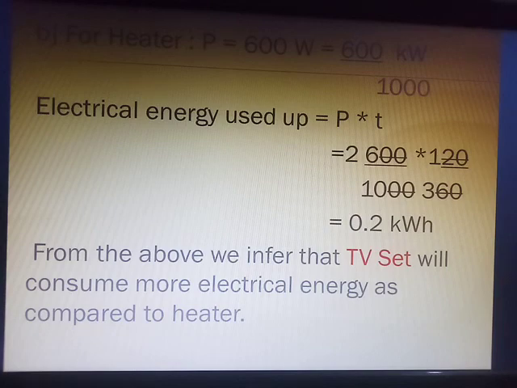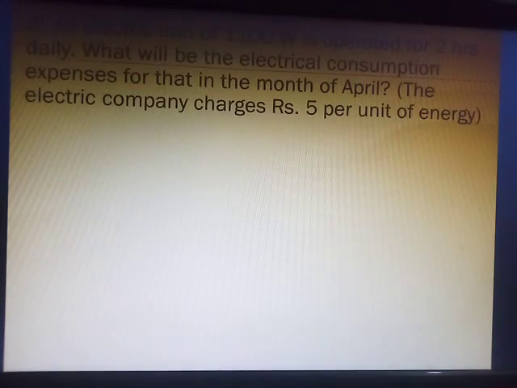Now let us move to the last sum of question number 12, that is 12D. An electric iron of 1100 watts is operated for 2 hours daily. What will be the electrical consumption expenses for that in the month of April? The electric company charges ₹5 per unit of energy.